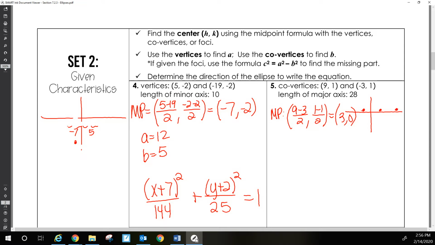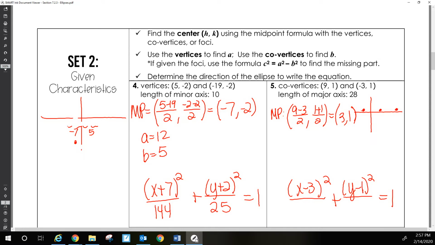Please forgive me, it's not 1 minus 1. I keep forgetting with our midpoint formula, it's this one plus this one. So 9 minus 3, and then 1 plus 1. 1 plus 1 is 2, divided by 2 is 1. That looks a little better. All right, so we know it's (x minus 3) squared, (y minus 1) squared. We know it's equal to 1.